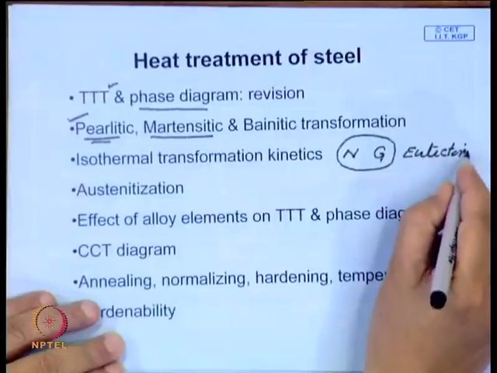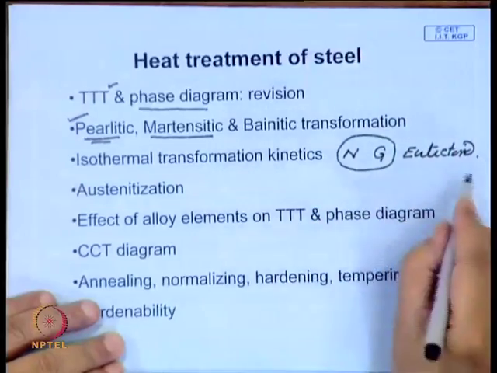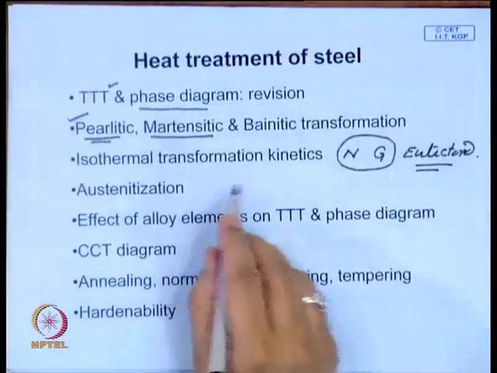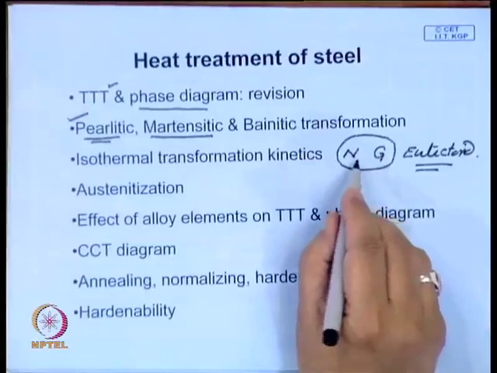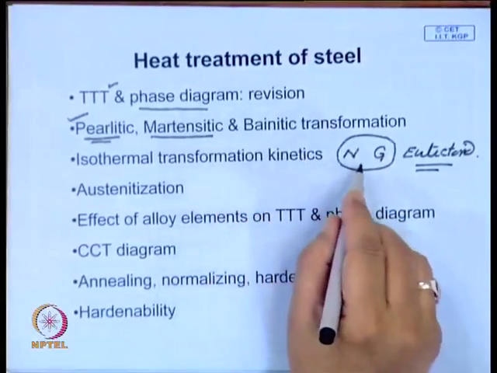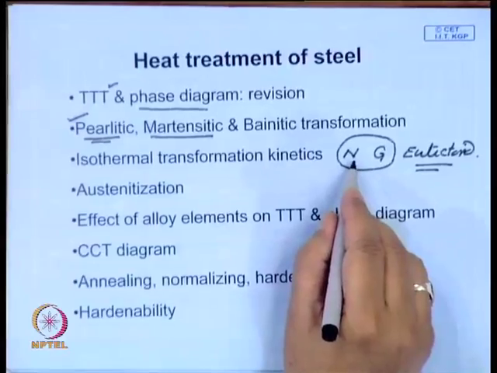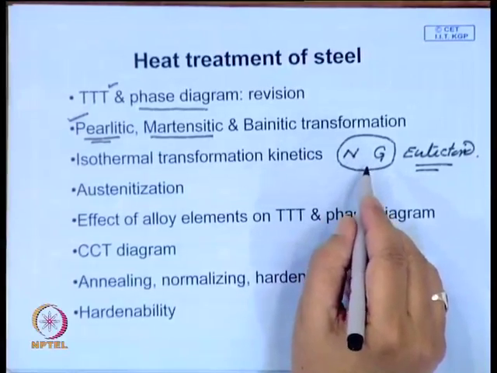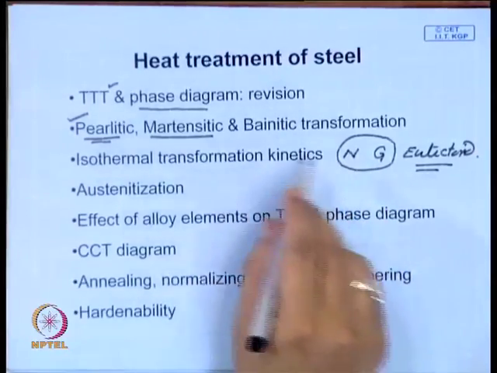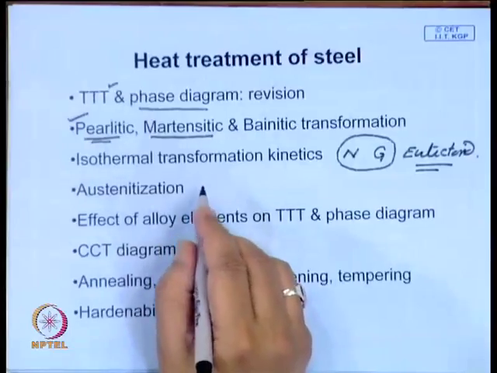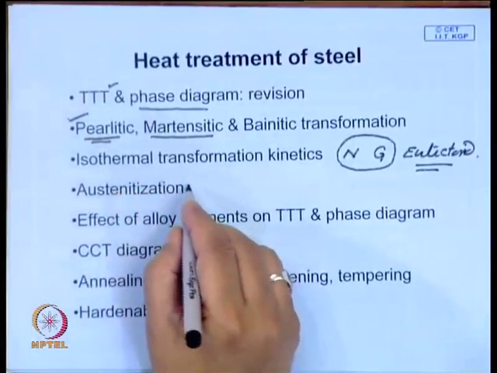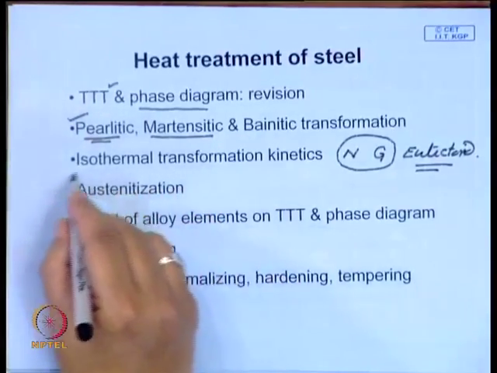Eutectoid steel. But the process kinetics will be very similar in the other cases, and for hypo or hyper eutectoid steel also we will look at what happens. In all heat treatment processes, the first stage will be austenitization.